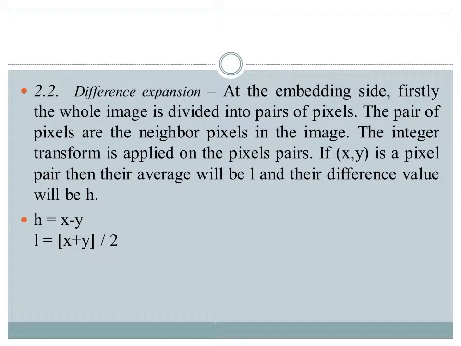Another reversible data hiding technique is difference expansion. Here at the embedding side, firstly the whole image is divided into pairs of pixels. Then the difference between these pixels is calculated. Also the average value between them is calculated. The difference is defined by H, and the average value is defined by L.